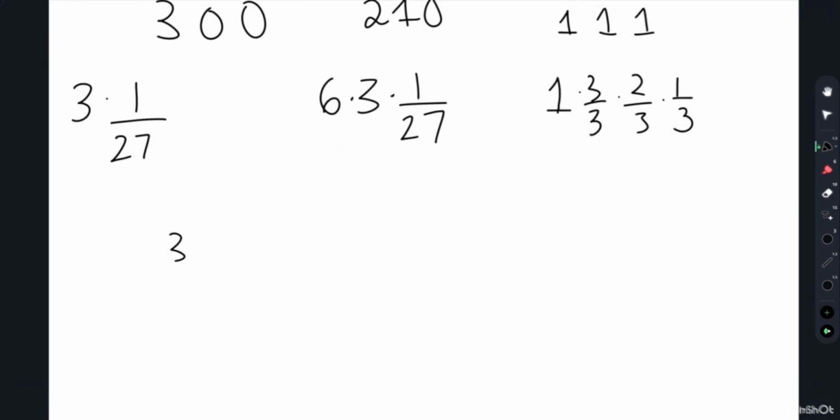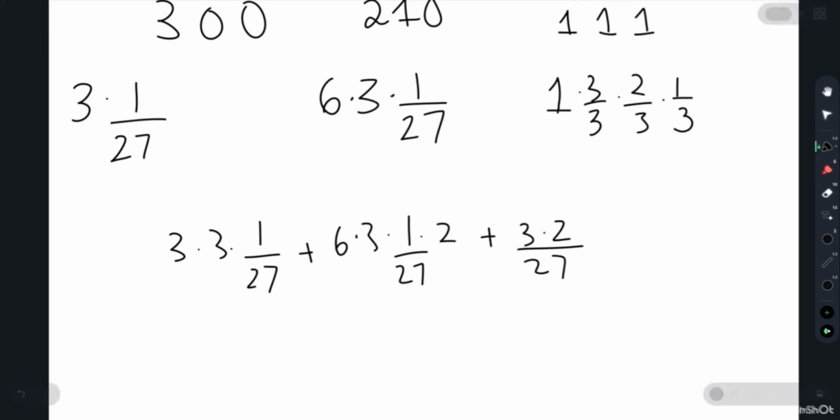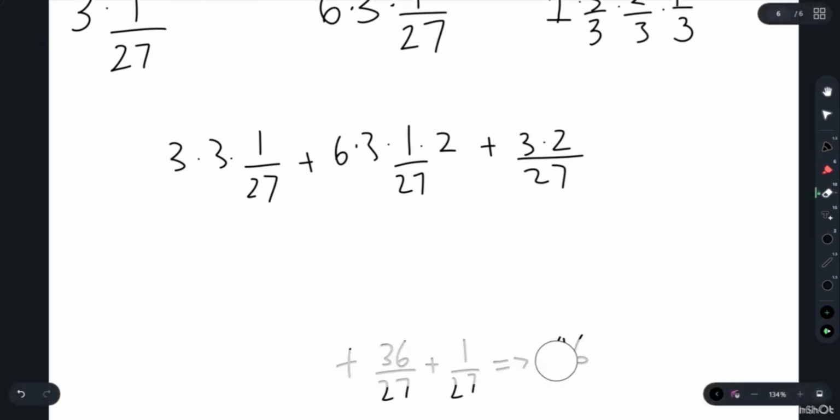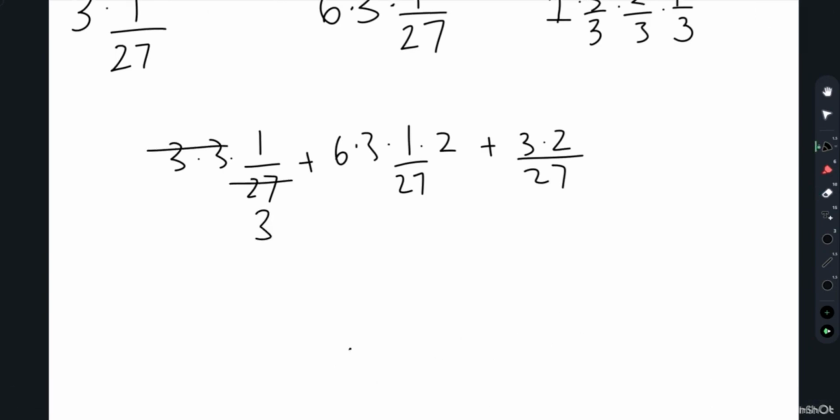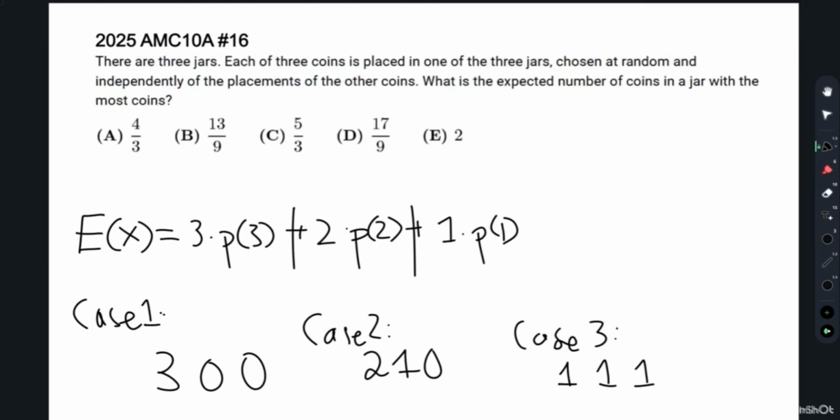So now our total is just 3 times 3 times 1 over 27, plus 6 times 3 times 1 over 27, times 2, and then 3 times 2 all over 27. So let's cross things out. So this is equal to 1/3, and this is equal to 1/9. So we have 1/3 plus 4/3 plus 2/9. And this is just equal to 17 over 9. And that means our answer is 17 over 9, D.